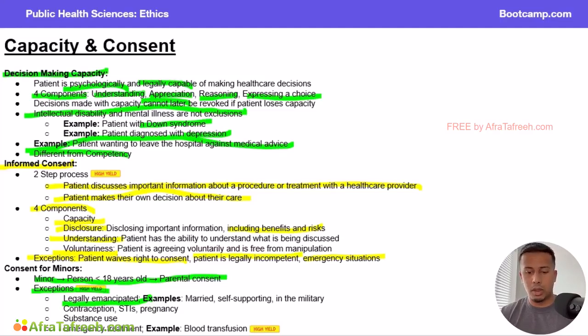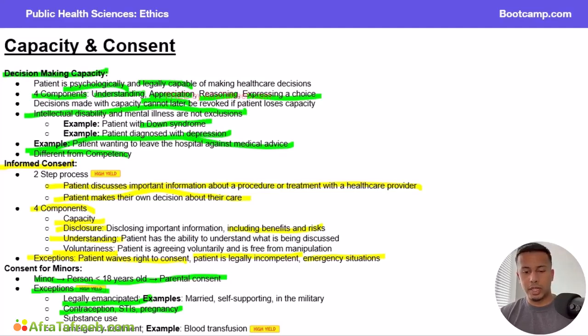The next example of an exception for consent for minors is going to be anything involving contraception, sexually transmitted infections, or pregnancy. So, for example, if a 16-year-old patient comes into the hospital or comes into the clinic requesting contraception, you do not need to involve the parents for that either. That is one of those exceptions. You can prescribe them a contraceptive if that's what they desire, because they are able to consent to that.